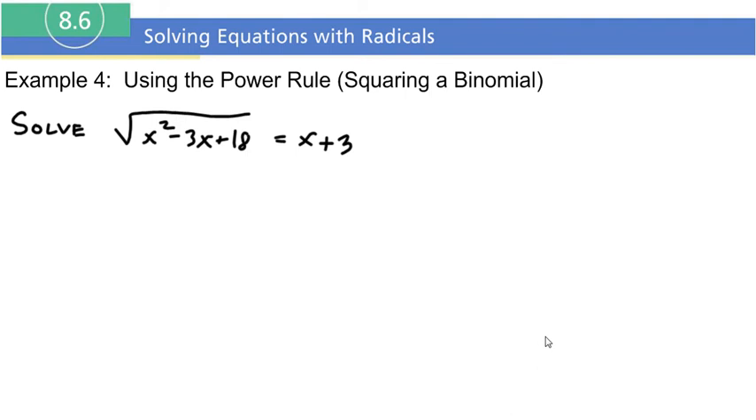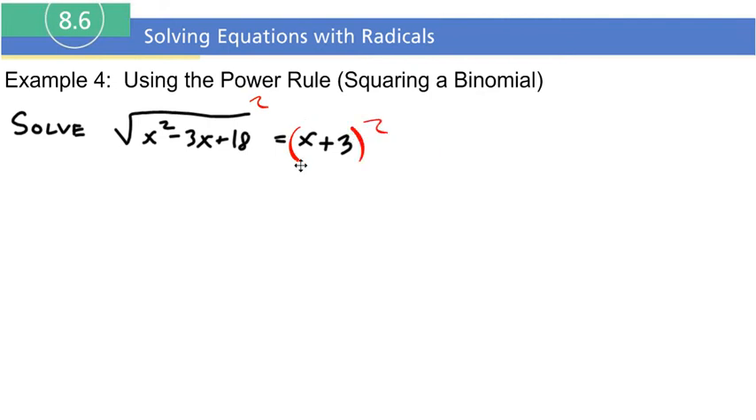Example number 4. Now we're going to use the power rule again, but we're going to be squaring another binomial and just doing more of what we did last example. Okay, so first of all, since the radical is already isolated, we can go ahead and square both sides right now. So I'm going to square the left side, and I'm going to square the right side.